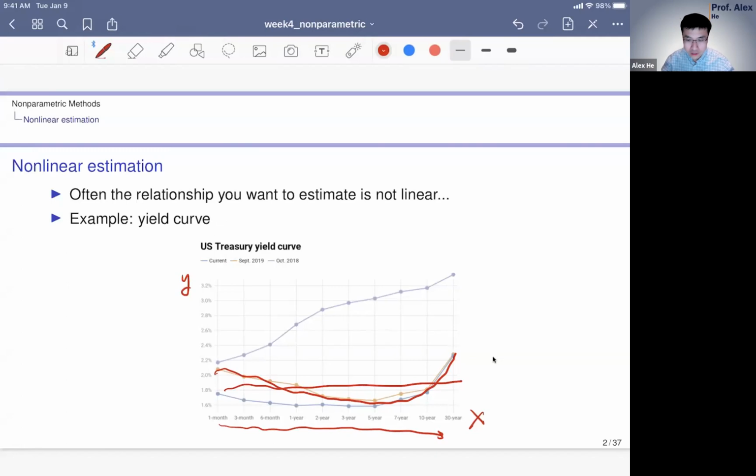And in fact, the mean of the error term will not be zero. So that also violates the assumption that the mean of the error term should be zero. So that leads to biases. So what should we do here? There are several ways to address this.